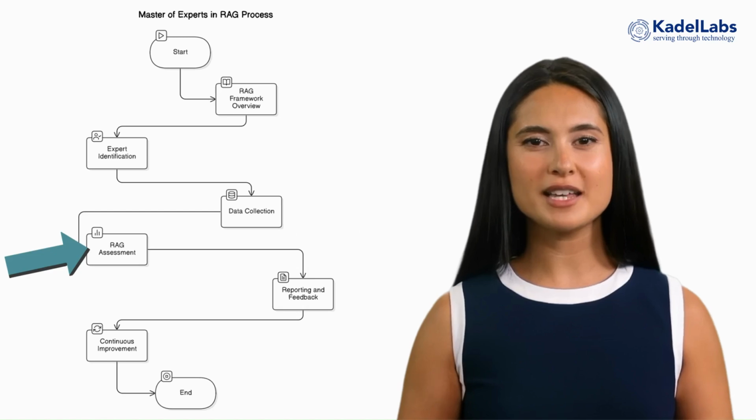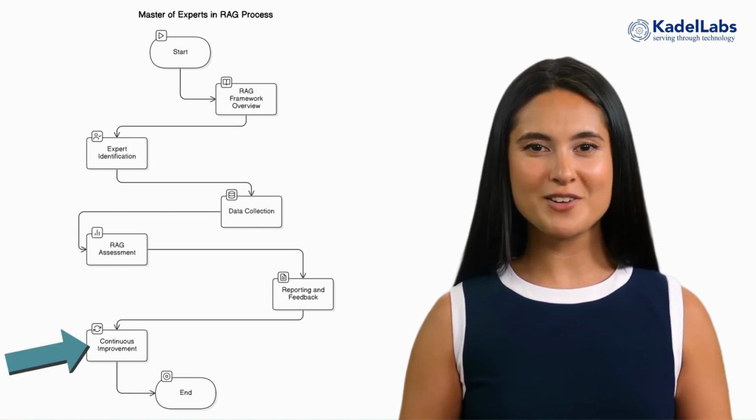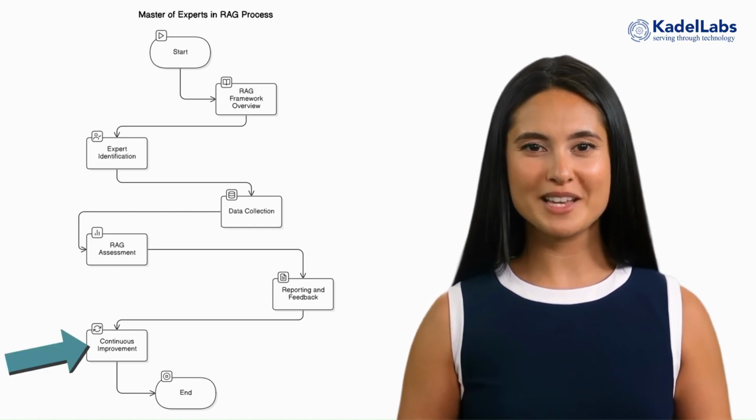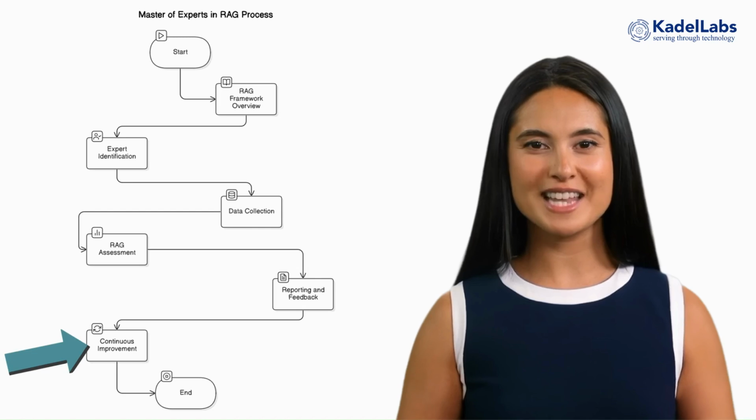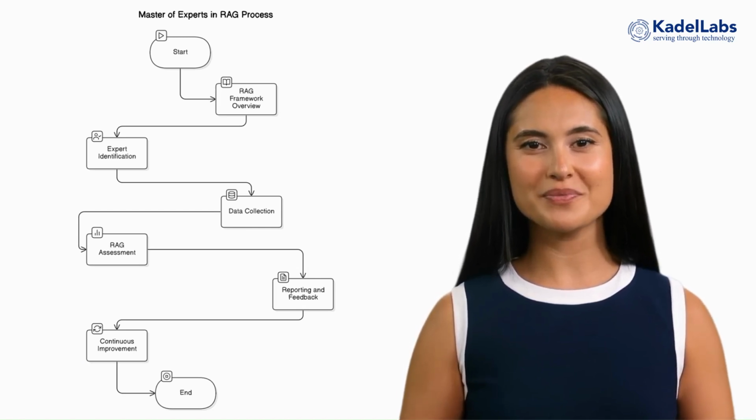This feeds directly into what we call our RAG assessment, where we evaluate everything using our red, amber, and green categories. After the assessment, we put together reports and get feedback from everyone involved. This is super important because it leads us to our final active phase, continuous improvement. Here we take everything we've learned and use it to make the whole process even better. And that's our cycle, simple but effective.